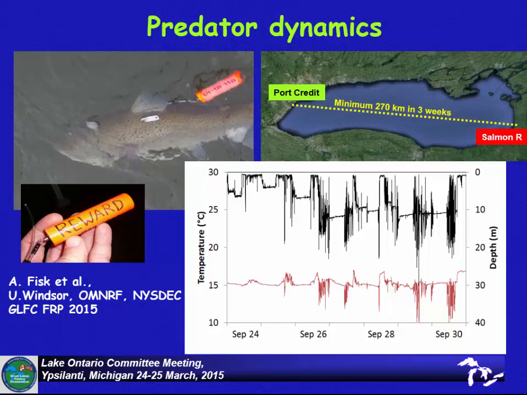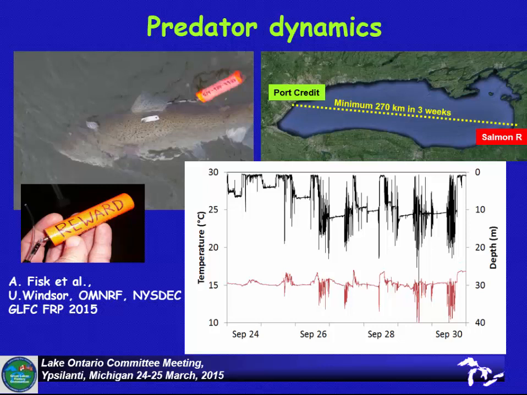One fish that was tagged in Port Credit at the end of September was caught by an angler three weeks later at the Salmon River. That's a minimum linear distance of 270 kilometers. Right away, I don't think that's how many of us thought that a rainbow trout behaves. It boogies from one end of the lake to the other, and this is simply six days of its life.